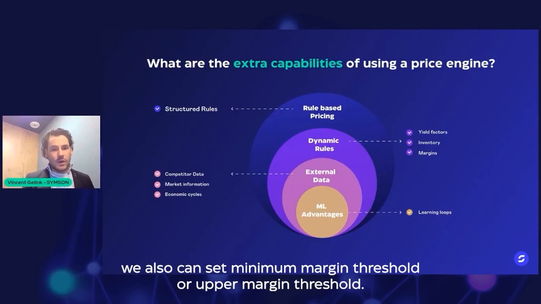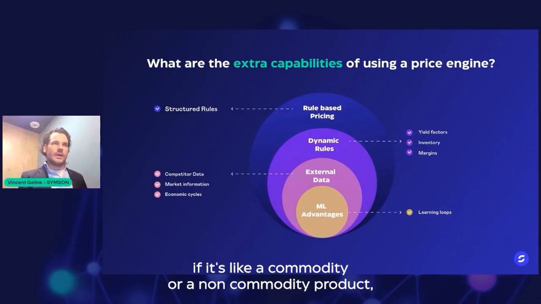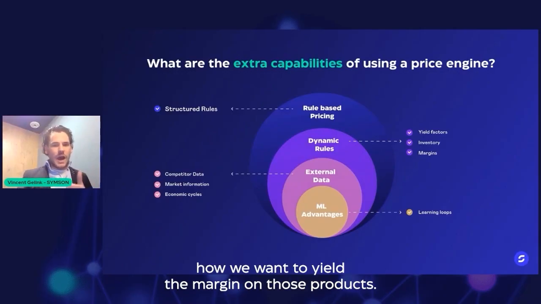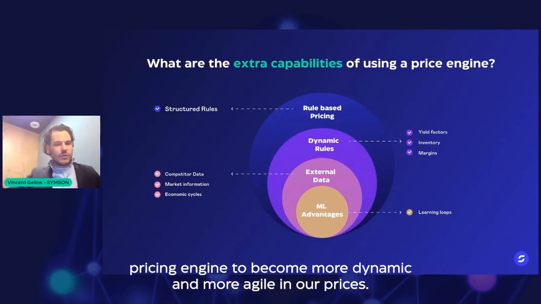On top of it, we can also set a minimum margin threshold or upper margin threshold, or we can say, depending on the precision of the product, if it's a commodity or a non-commodity product, how we want to yield the margin on those products. So it really helps us move from the static, more general rule-based pricing engine to become more dynamic and more agile in our prices.